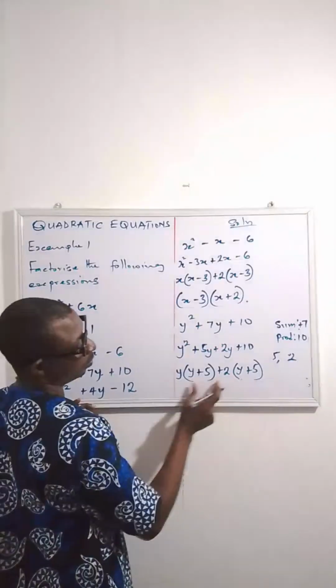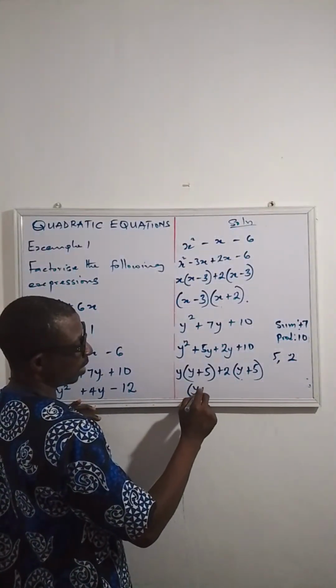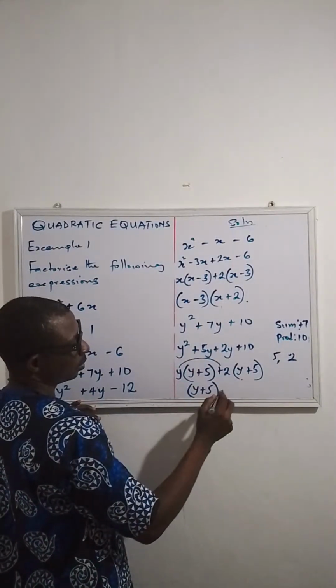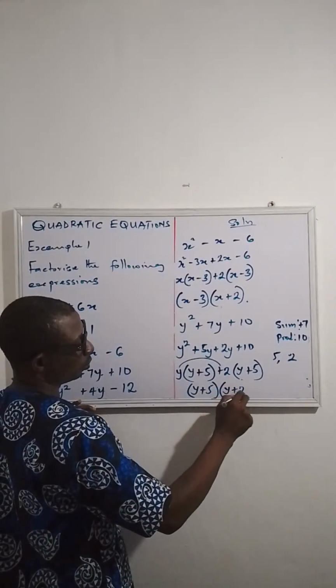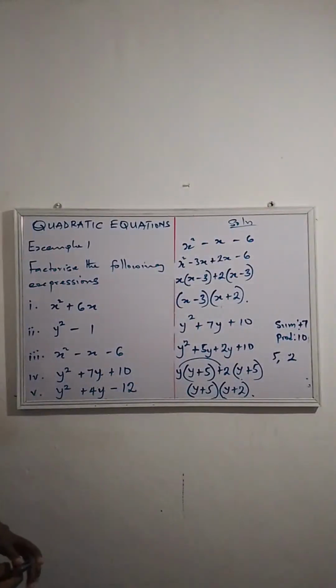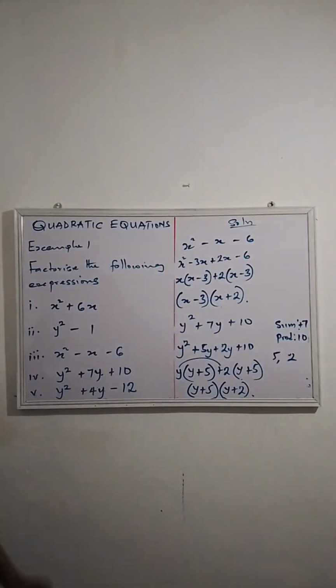So the one we have in the bracket, you bring it out. You just write a single y plus 5. Okay, so you are left with this. Now you put these two in a bracket. You have y plus 2. And this is the answer to the problem. I want to believe you get that. Okay, good. So now let's look at this last one.